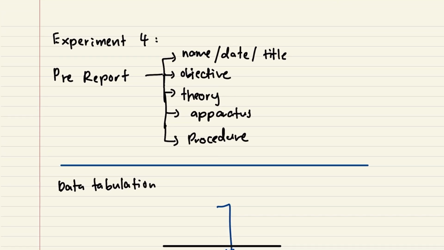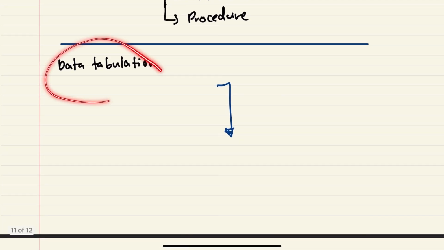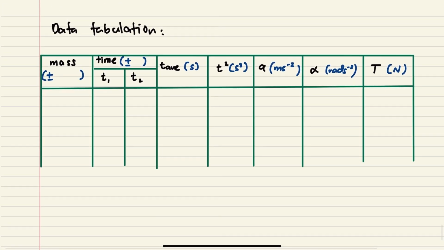Before you enter the experiment, make sure you have already done this. For the pre-report, you have to write down the name, date, title, objective, theory, apparatus and procedure. Then you have to prepare the data tabulation, the table of the data, beforehand. So this is the table. I help you a little bit because I'm not inside the class. This is what you are going to record and measure.